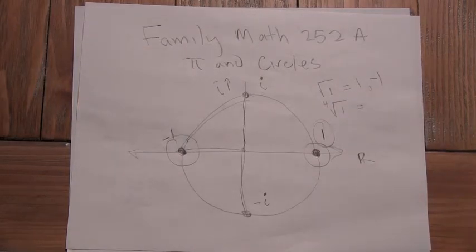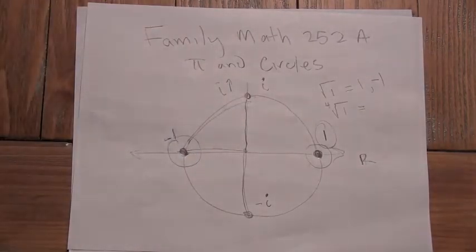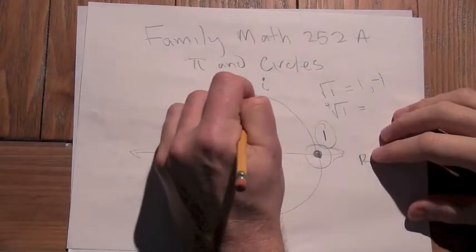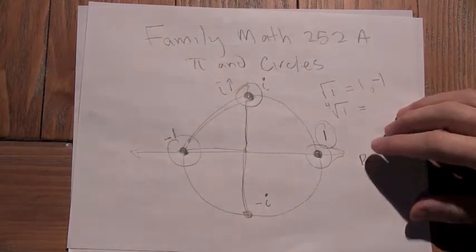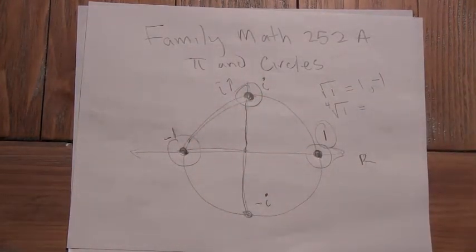Are there any others? Well, what about I? What is I to the 4th? I squared is minus 1. So I to the 4th would be I squared times I squared, or -1 times -1, which is 1. Ooh, we found another one. Cool. There's 3. I need more. Well, maybe minus I?